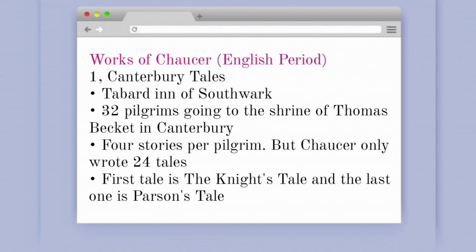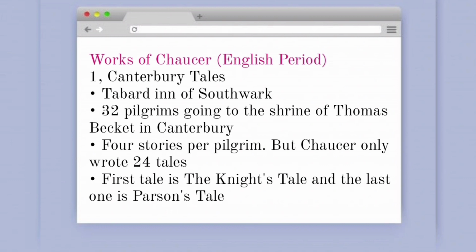And what will the best storyteller receive? Supper. So all these 32 pilgrims were supposed to tell 4 stories each. So we would get around 128 tales, but here Chaucer only wrote 24, and some of these are incomplete too. So the first story from this Canterbury Tales collection is the story told by the Knight.